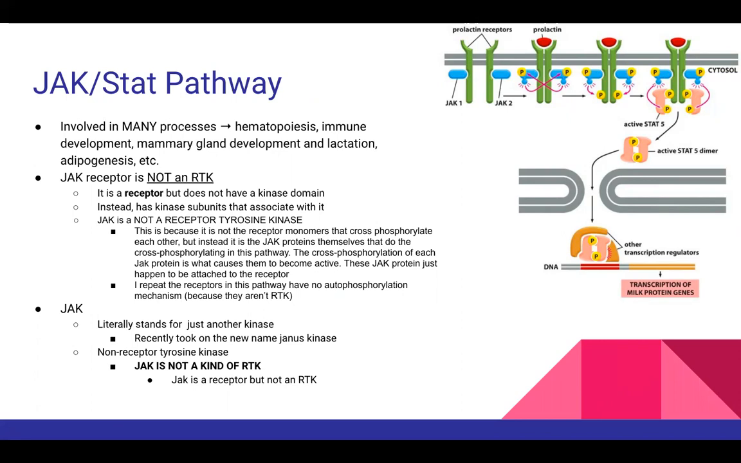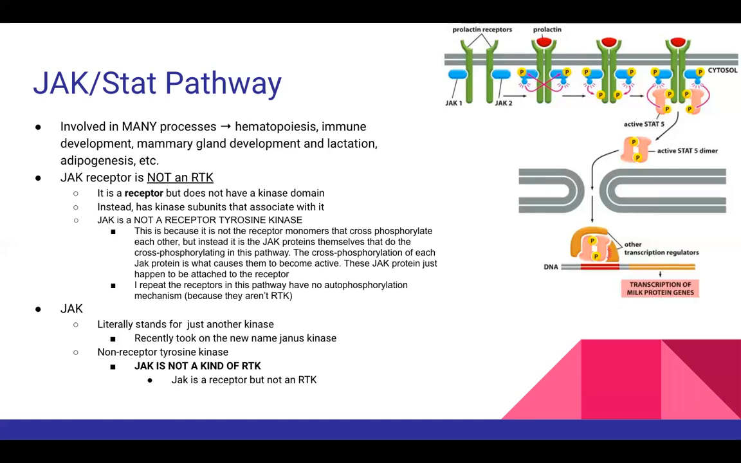The JAK-STAT pathway does not have RTKs, and the JAK receptor itself is not an RTK. It's still a receptor, but since it does not have a kinase domain, it doesn't have this autophosphorylation function. So it's not like the RTKs, where the receptors can cross-phosphorylate each other and have a built-in autophosphorylation mechanism. The JAK-STAT pathway has these special prolactin receptors that just have proteins tacked onto them.